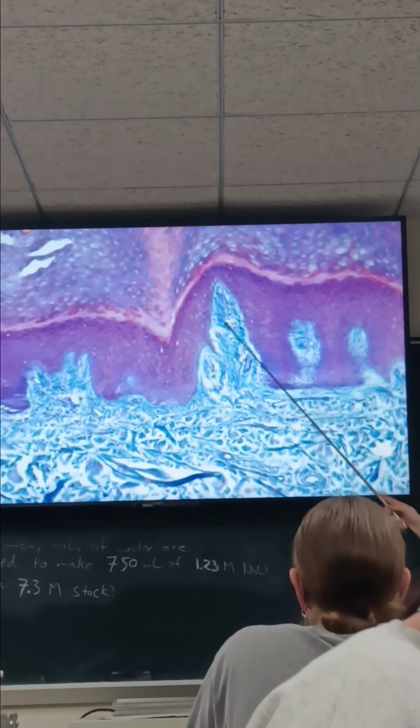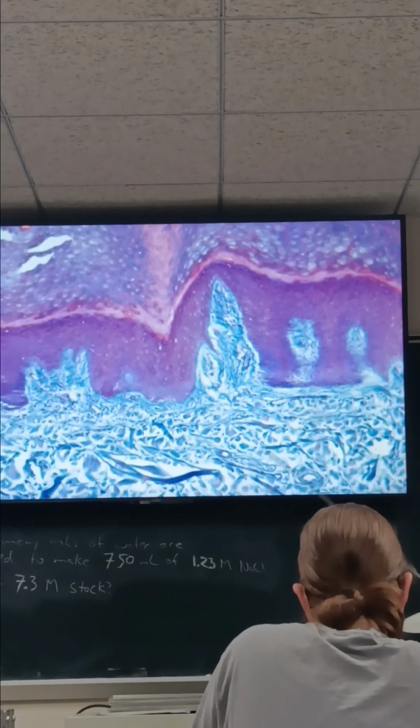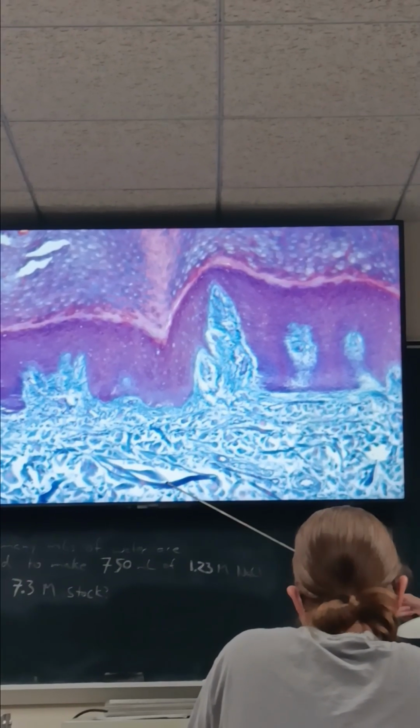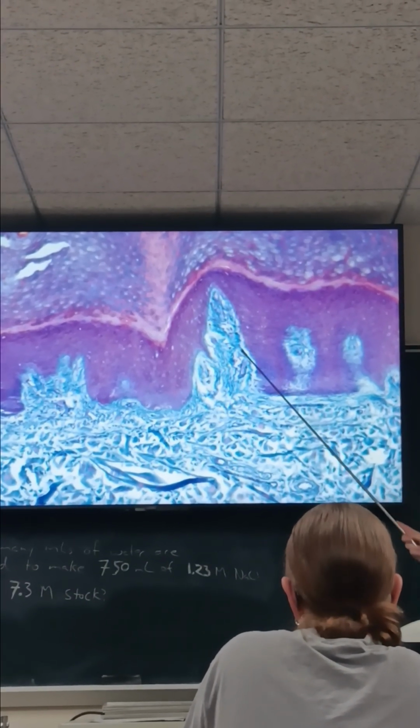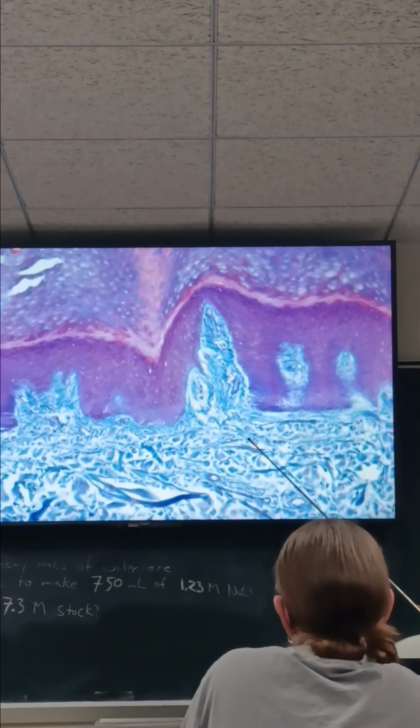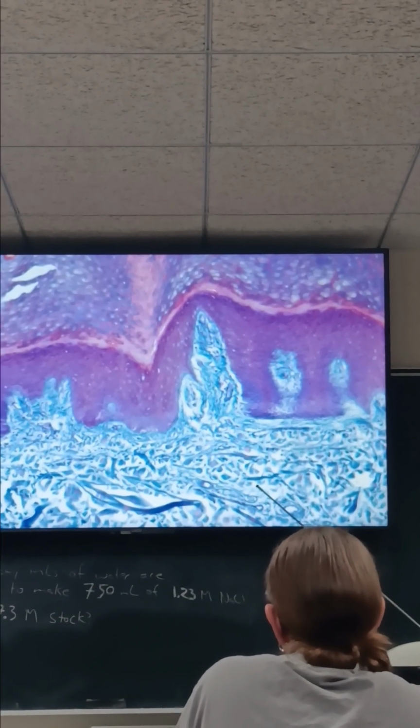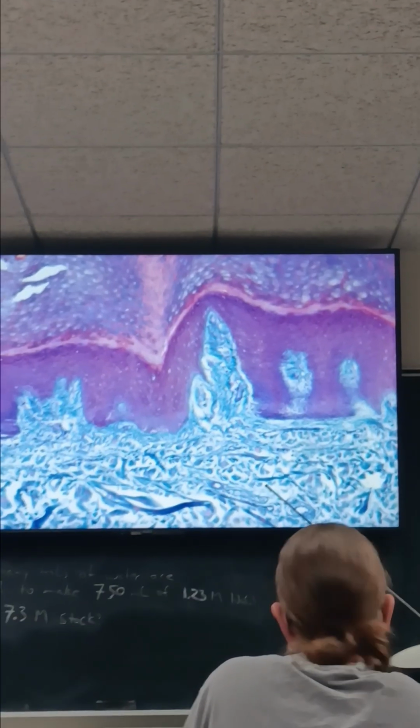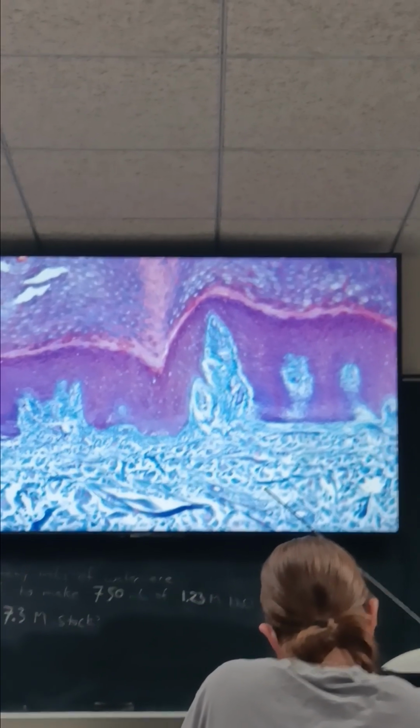So areolar, and then all of a sudden I start seeing this big stuff, right? These big bundles of collagen. So it's areolar to about maybe right here, and then it starts the next layer of the dermis, which is reticular, and that's dense irregular connective tissue.